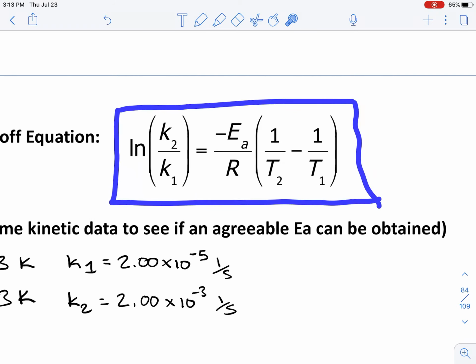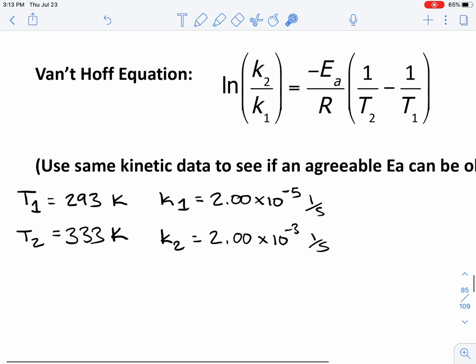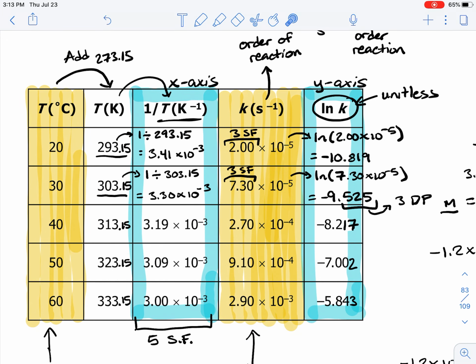And so basically, this is another way for you guys to determine the activation energy of a chemical reaction if you know the value of two rate constants and their corresponding temperature values. And so all of this data was taken from this original set.